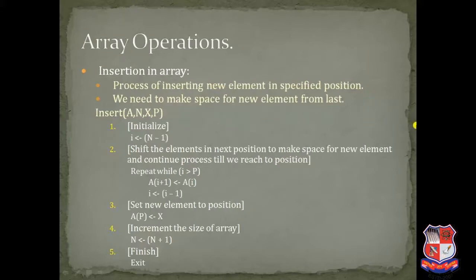We need to make space for the new element from last. It requires 4 parameters: array, size of array, new element to be inserted, and the position at which we would like to insert the new element. For that we need to initialize the I pointer. We need to set our I pointer to the last element, that is n minus 1. Shift the elements to the next position to make space for the new element and continue the process till we reach the position.